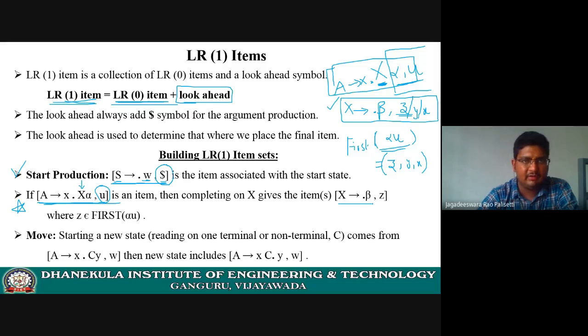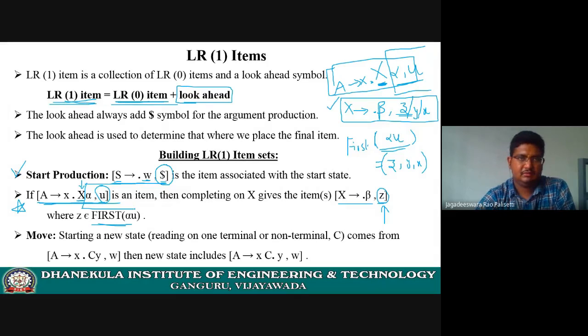Up to here, everyone knows that. But how are we getting this particular Z? You have to remember this. In order to get this Z as a look ahead, we are going to compute the first function for the set of terminals or non-terminals or their combination, whatever we have after this capital X. For this part, find out the first function.